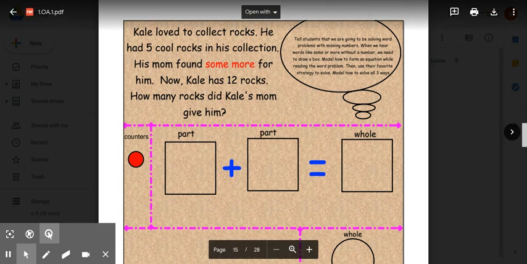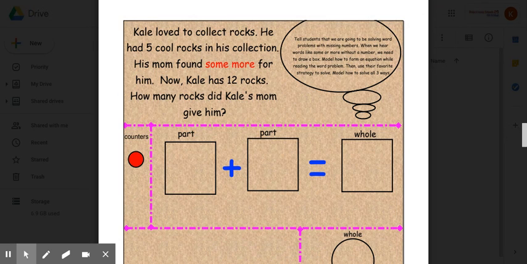All right, I'm going to read this one to you as well, and then we are going to solve it together. Kale loved to collect rocks. He had 5 cool rocks in his collection. His mom found some more for him. Now Kale has 12 rocks. How many rocks did Kale's mom give him?